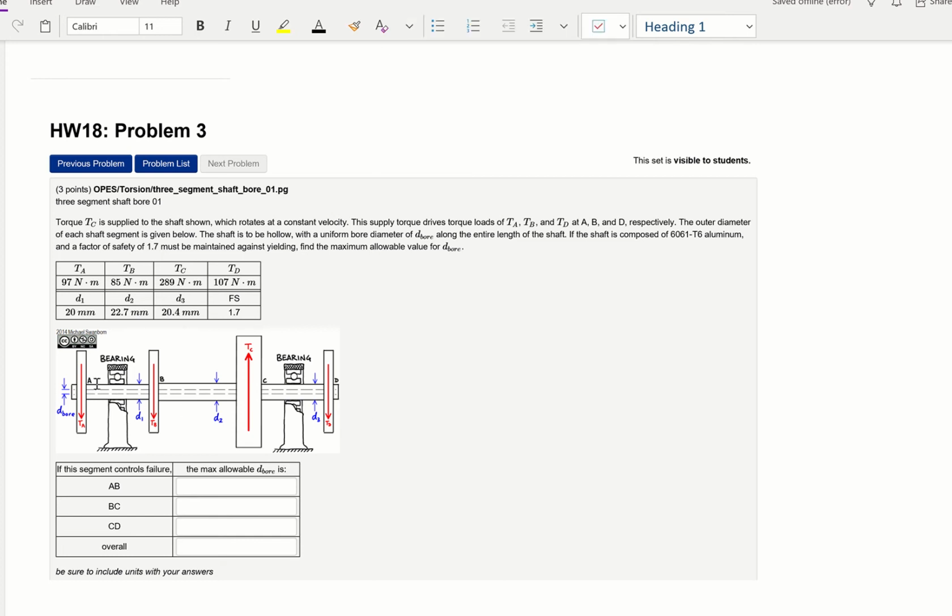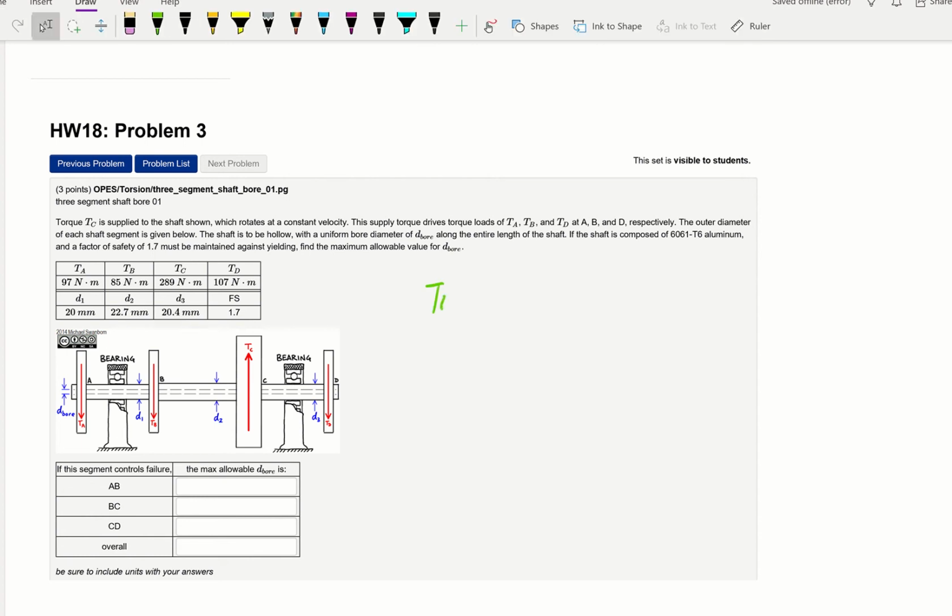This is a bar that has been divided into 3 different sections. We have AB, BC, and CD, and there are 4 external torques applied to it: torque A, torque B, torque C, and torque D, and they give us the values of those torques. When you add up torque A, B, and D, since they're in the same direction, they should be equal to torque at C. Let's go ahead and verify it.